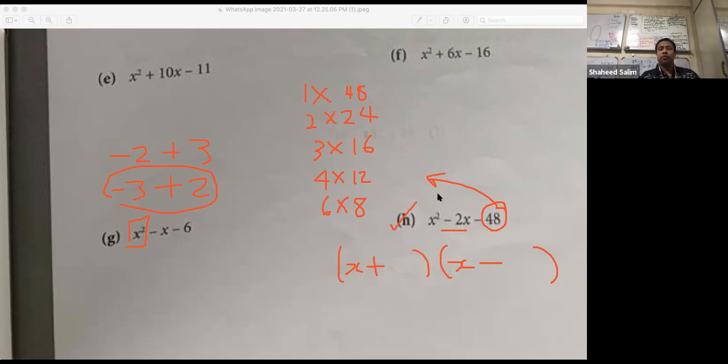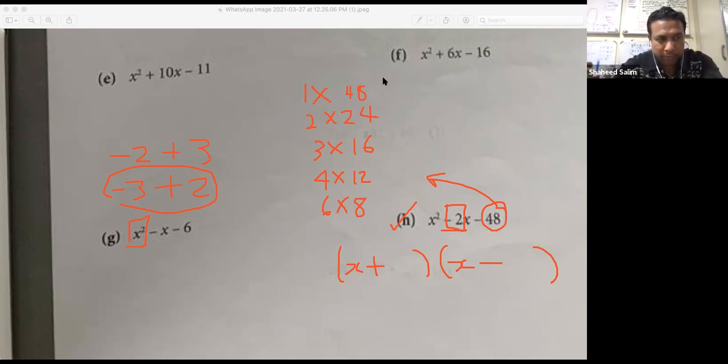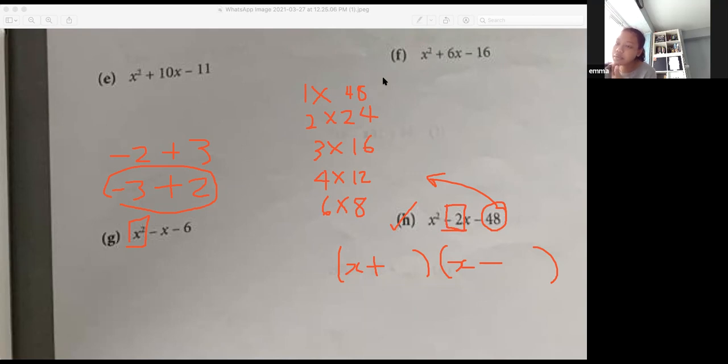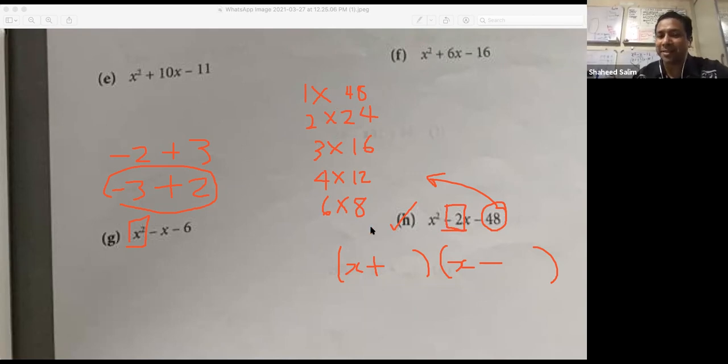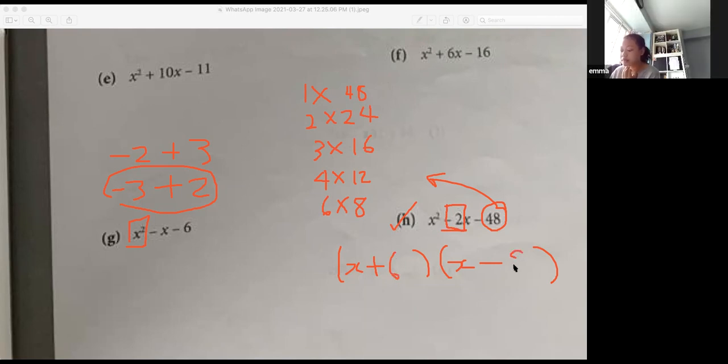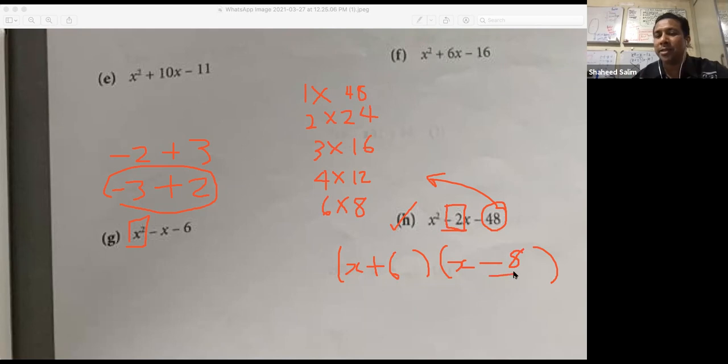You want a difference of 2. There's a difference of 2. Which one will you choose to get that difference? You know, the power is with you, Emma. X plus 6. Yes. X plus 6 and x minus 8. Okay, congratulations. You see, minus 8 plus 6 equals minus 2. Congratulations. How is it, Emma? Is it easy or difficult?